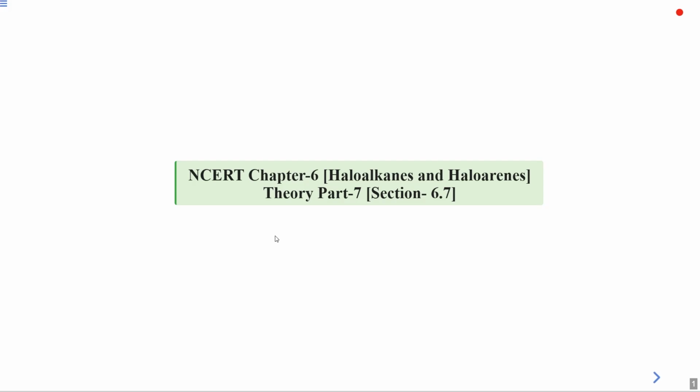So today, as you all know, we are going to see the theory part 7 of our chapter Haloalkanes and Haloarenes. So let's begin today's topic, NCERT chapter 6 Haloalkanes and Haloarenes theory part 7, and today we are going to see the section 6.7.